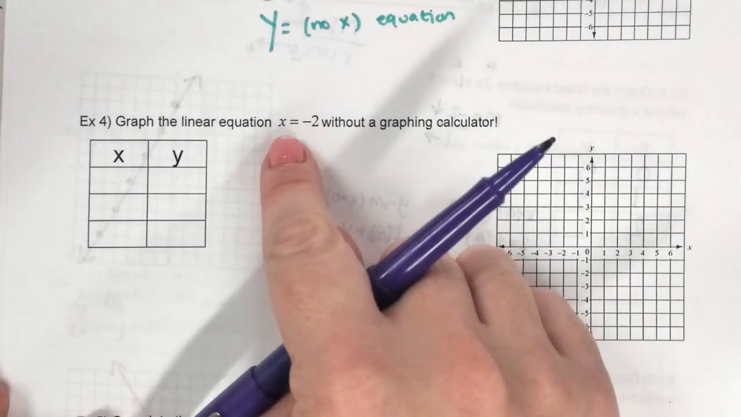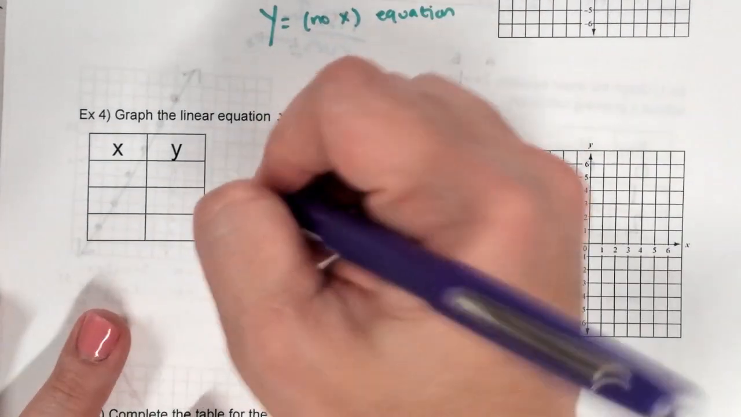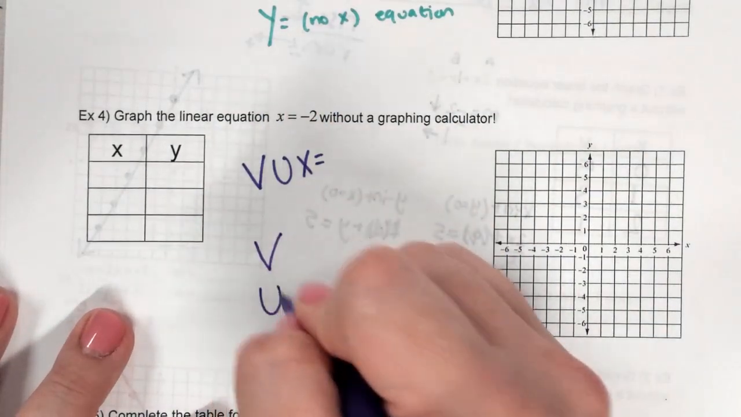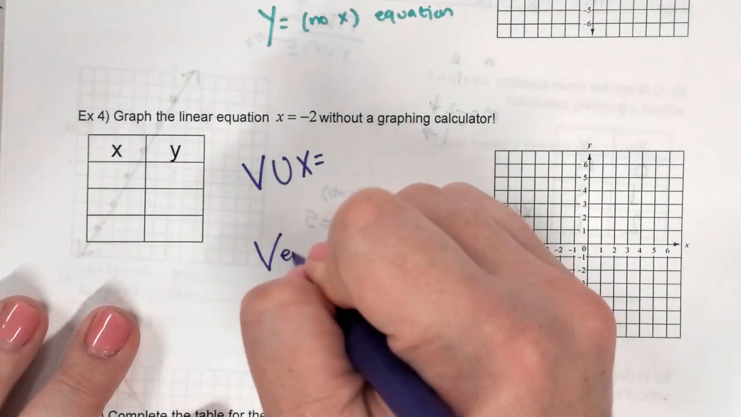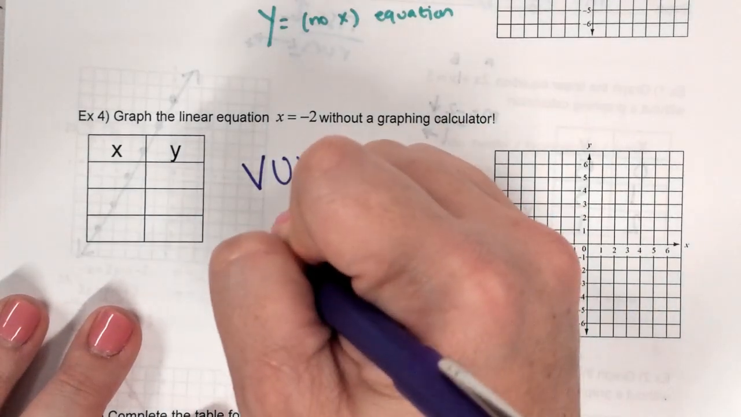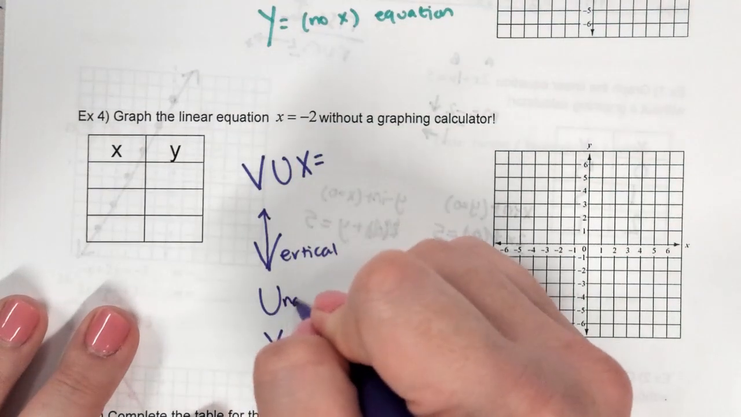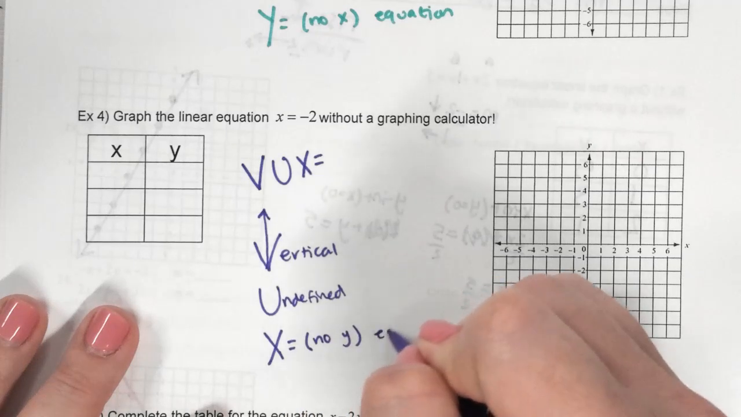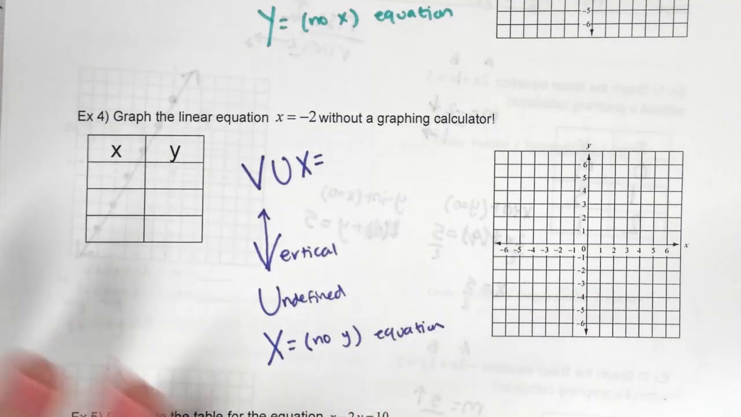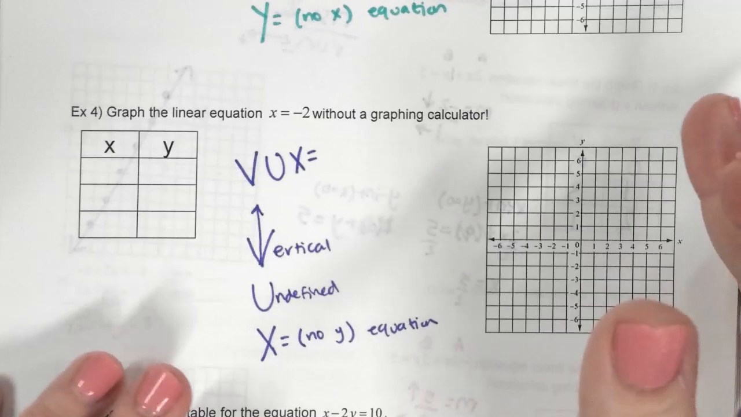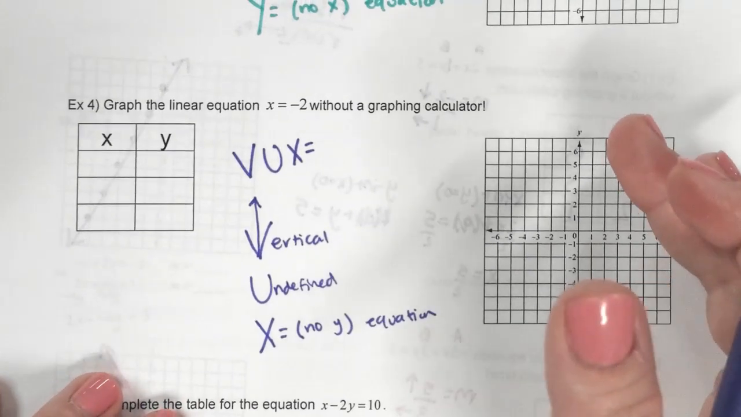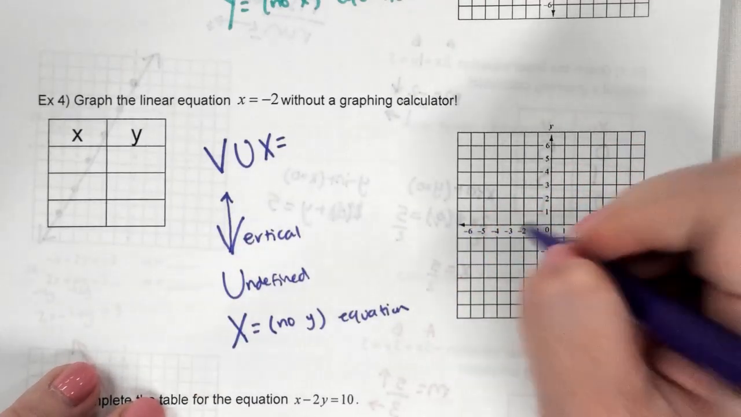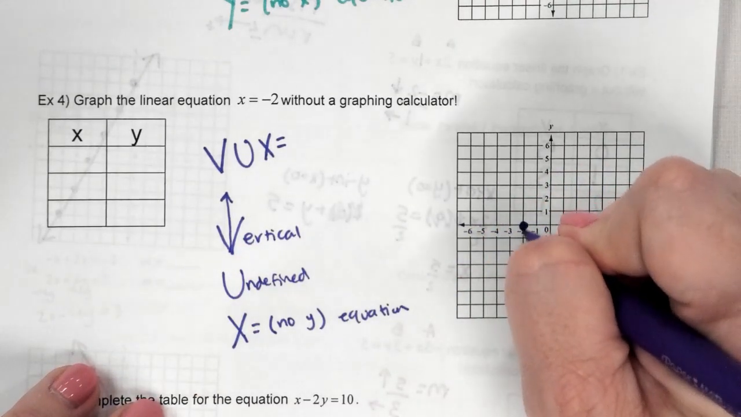Okay, so now let's talk about vertical lines. So this says graph the linear equation x equals -2, which is a VUX equation. So it's vertical, undefined, x equals no y equation. Now, this is the one that you cannot type in your calculator. Okay, so even if you wanted to, you can't. So I know that on my x-axis, I'm going to look for the number -2, which is right here, and I'm drawing a vertical line.